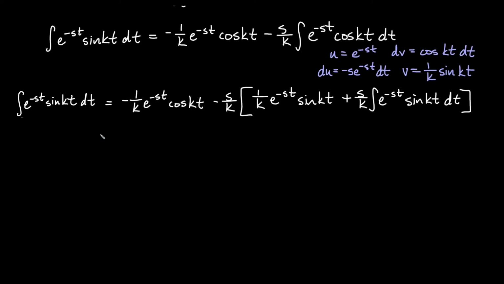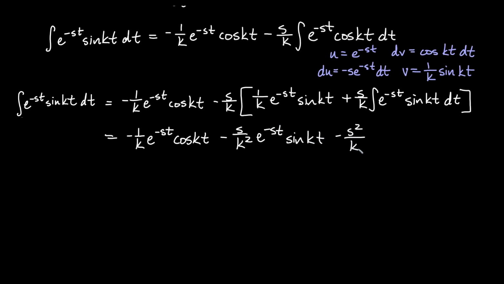So if I go ahead and simplify this a bit, let's at least distribute here. We'll say negative 1 over k e to the negative st cosine kt. Here we'll get negative s over k squared e to the negative st sine kt. Distributing this here, we'll get minus s squared over k squared times this integral that we started with.